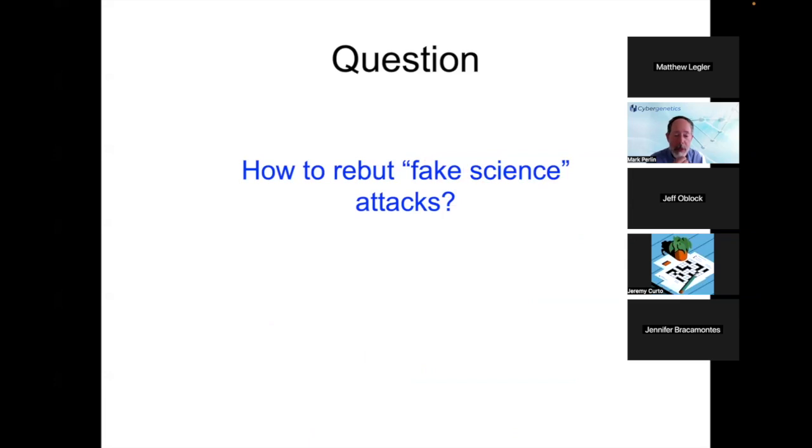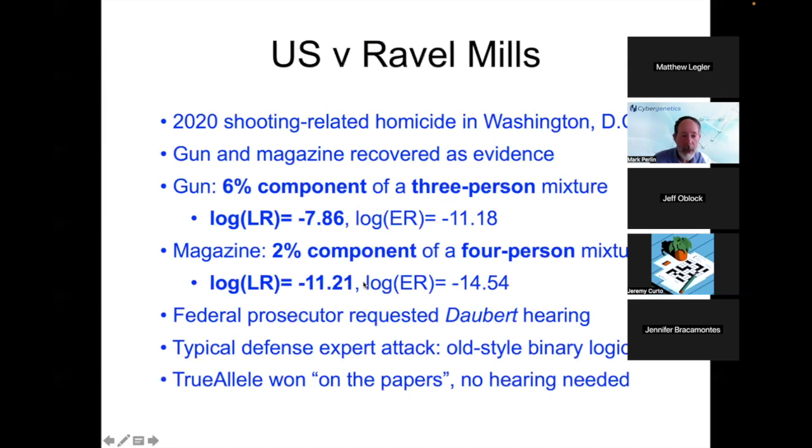And this is fun. This came up: how do you rebut fake science attacks? We see a lot of this. I don't know, TrueAllele's had over 40 admissibility hearings at this point, Dauberts and Fries and Spencers and Harpers and whatever. Next slide. So this is US versus Ravel Mills. It's a case that we got involved in about 2 years ago. It was a shooting-related homicide in Washington, D.C. The federal defenders engaged us.